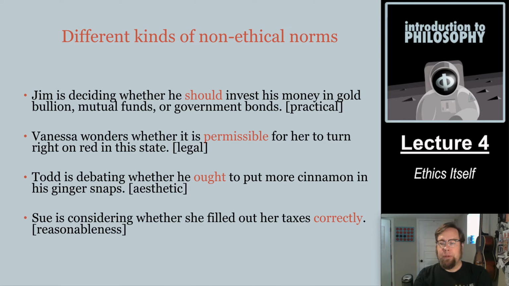Vanessa is the star of our next sentence. Vanessa wonders whether it is permissible for her to turn right on red in this state. So this is a legal norm. We're talking about what's permissible, but not in the ethical sense of permissible, but in the legal sense. Distinguishing between ethics and the law is a very important thing to do, especially if you want to criticize the law. There are some states, at least at some times, in which maybe the laws are actually unethical.